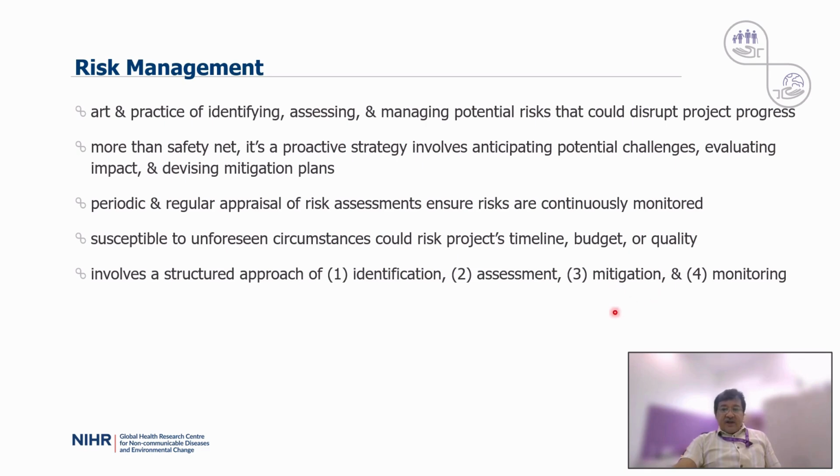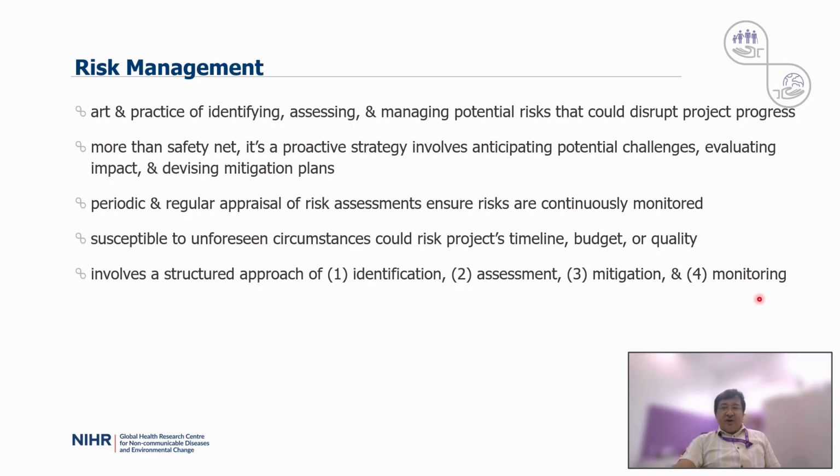Three, mitigation. Once identified and assessed, risks are mitigated through the implementation of preventive measures. Therefore, these measures can include process changes, resource allocation adjustments, or contingency plans.